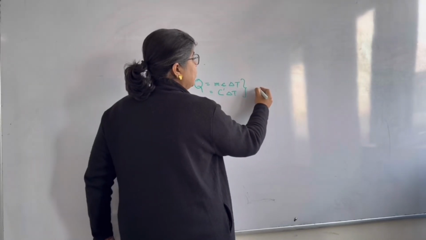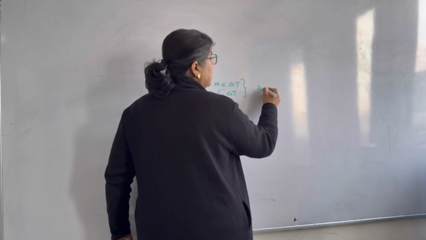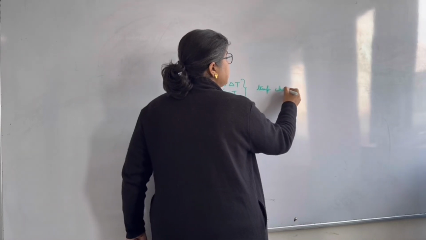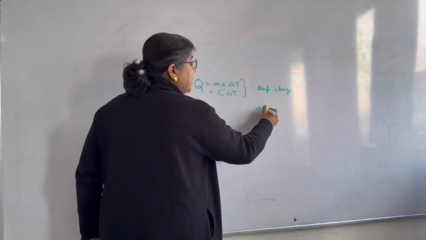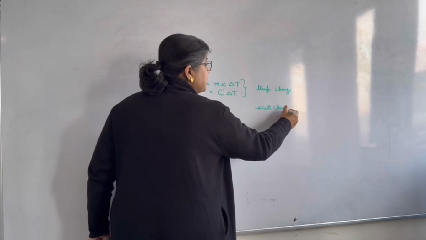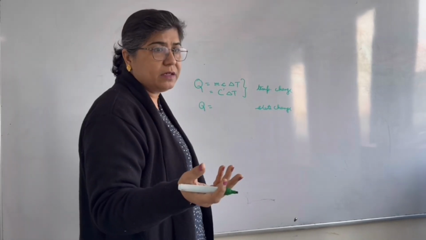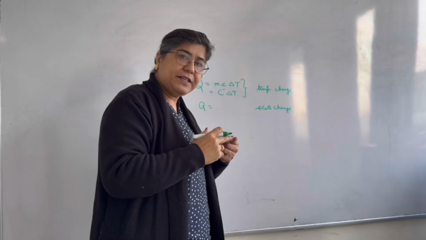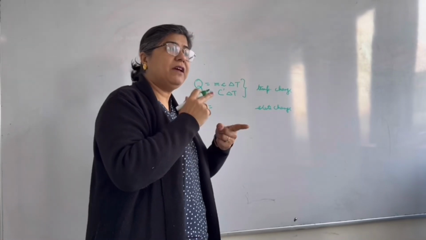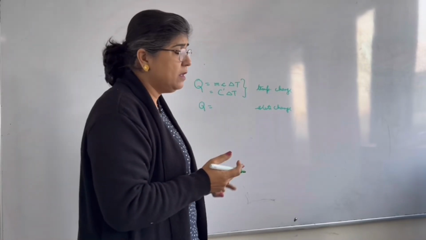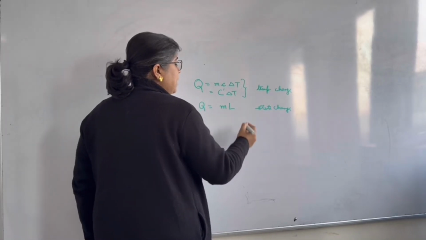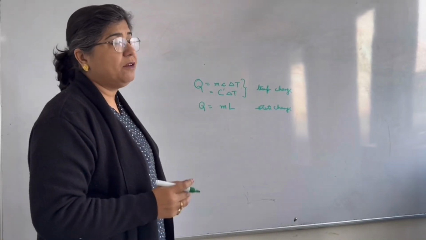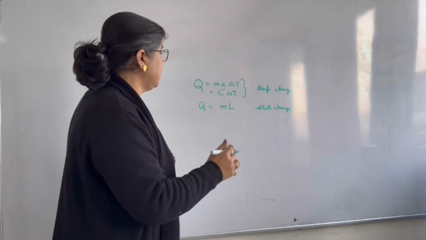Both these you will use when there is only temperature change. But if there is a state change, meaning melting, boiling, whenever there is a state change, then there is no temperature change, and whenever there is a temperature change, there cannot be a state change. So in case of state change, you will use the formula for heat as mL.